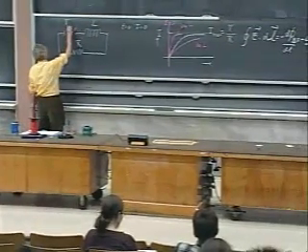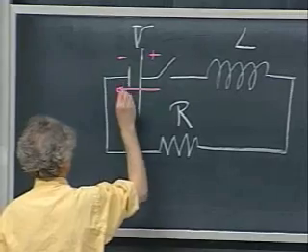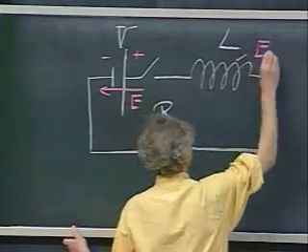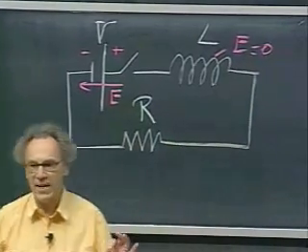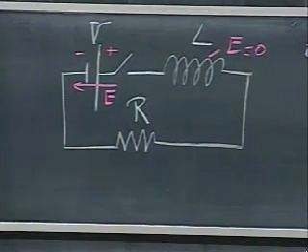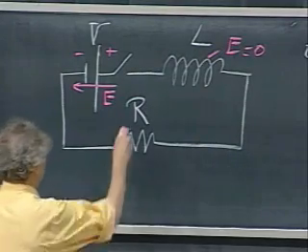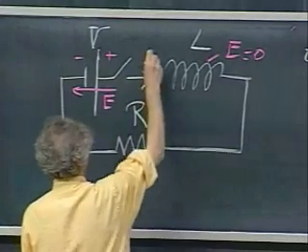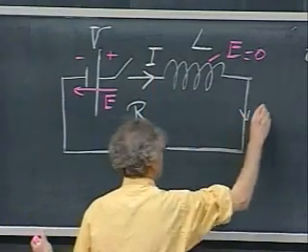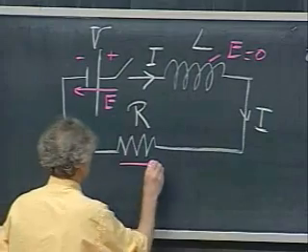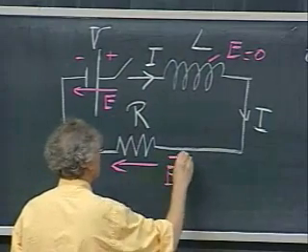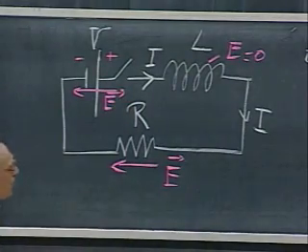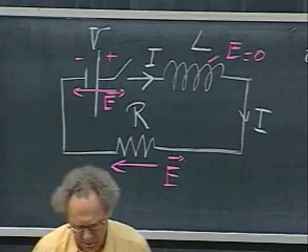This is the plus side of the battery, and this is the minus side, so the electric field in the battery is in this direction. The electric field in the self-inductance is 0, because the self-inductance has no resistance. It's superconducting material. And so the electric field in the resistor, if the current is in this direction, which it will be, will be in this direction. So now I am equipped to write down the closed loop integral of E dot dl.